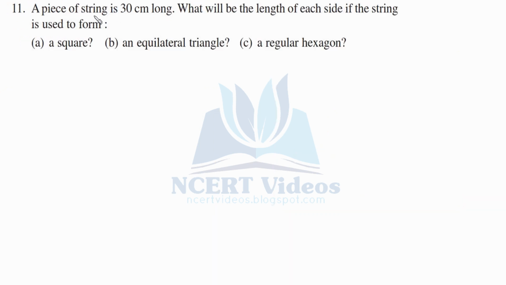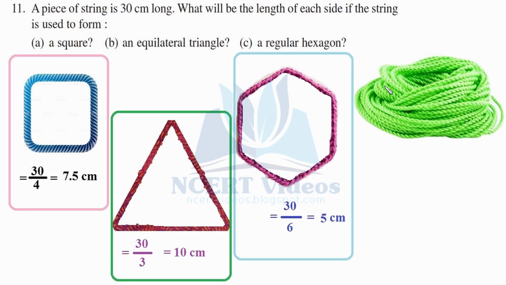11th. A piece of string is 30 centimeter long. What will be the length of each side if the string is used to form? Now we have to make different figures out of this given string. So string can be anything, a rope, a small thread. Now first of all, its length is 30 centimeter. We will make it a square. So we know the square has 4 sides. So we will divide 30 centimeter by 4 in order to get the side of this square. So 30 by 4 is nothing but 7.5 centimeter. So this gives you a required length of the each side of the square that is formed out of 30 centimeter long string.